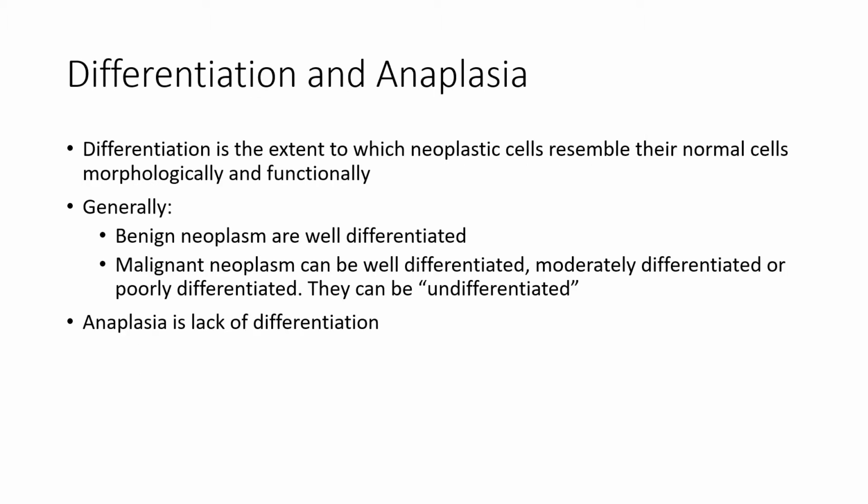First, we look at differentiation and anaplasia. Differentiation is defined as the extent to which the neoplastic cells resemble their normal cells morphologically and functionally. Generally, a benign neoplasm is well differentiated, whereas a malignant neoplasm can be well differentiated, moderately differentiated, or poorly differentiated. They can also be undifferentiated. Anaplasia is defined as the lack of differentiation.